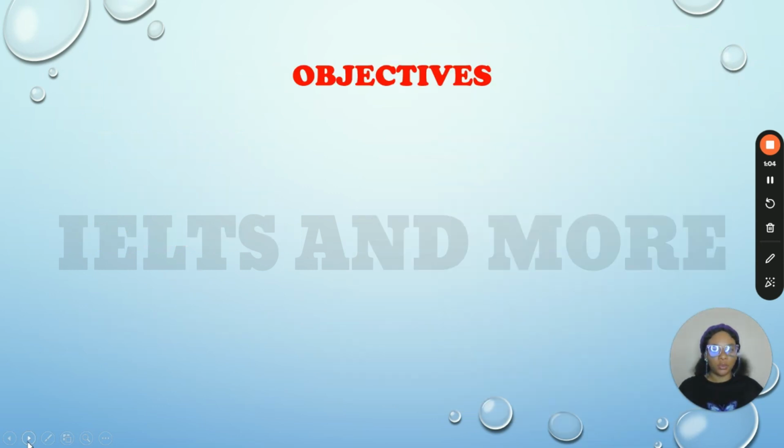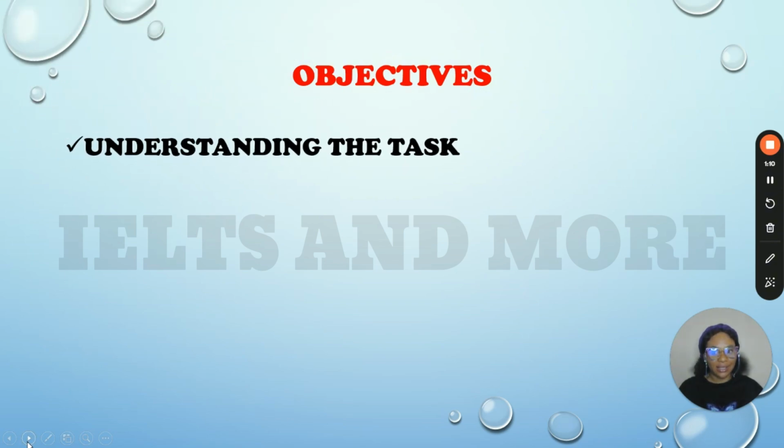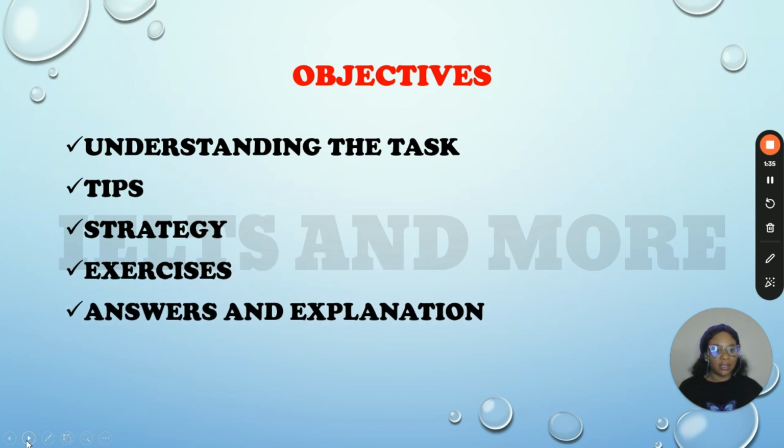So what are our objectives for today? First of all, we're going to try and understand the task at hand. What exactly are you expected to do? And then I'll give you some tips for this particular question type. And then I'll give you a recommended strategy to be able to answer this particular question type correctly. And then we're going to look at some exercises which I'll explain and show you the answers and how I came about those answers. And finally, you'd have an exercise to do on your own.